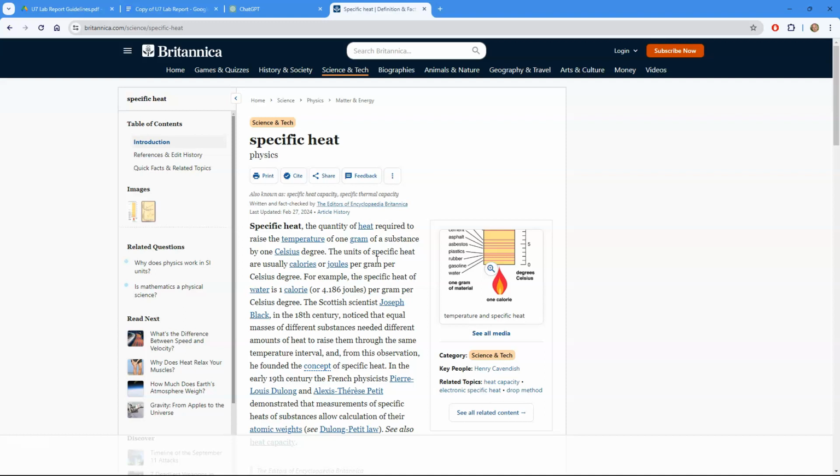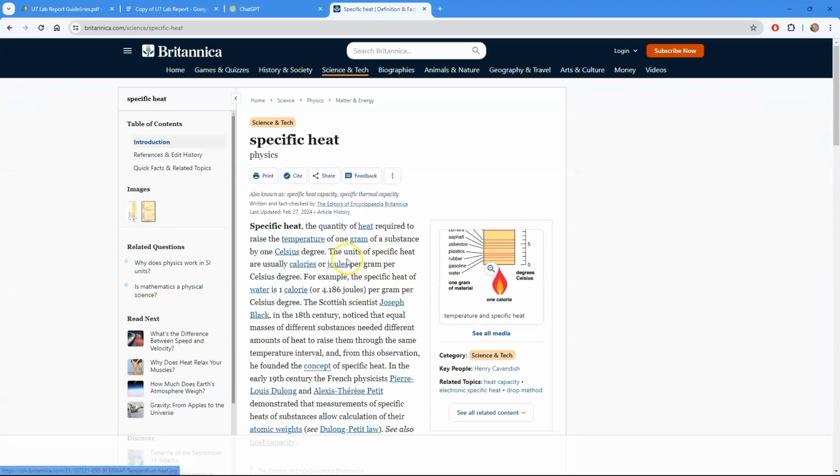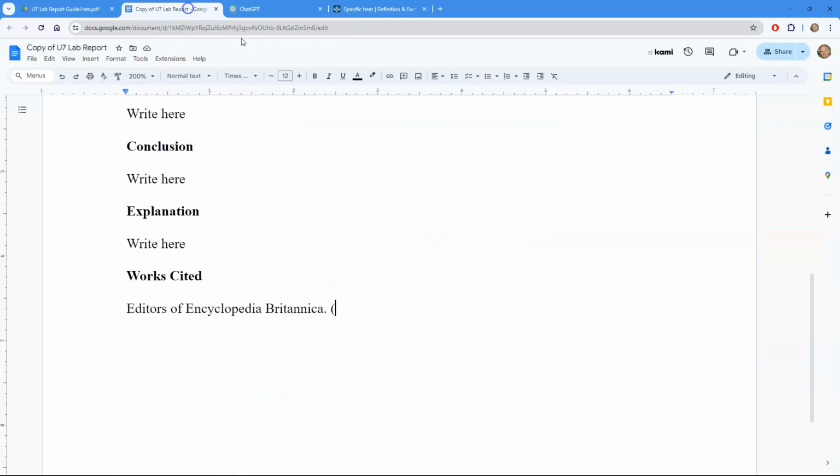So let's start with the author's name. So it looks like the editors of Encyclopedia Britannica is our author here. So I'm going to start with that. So editors of Encyclopedia Britannica. That's our author. Okay. Now the year it was published. We actually have a specific date here, so it looks like 2024, February 27th.